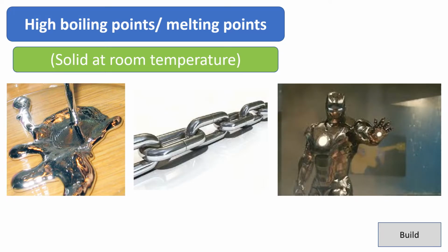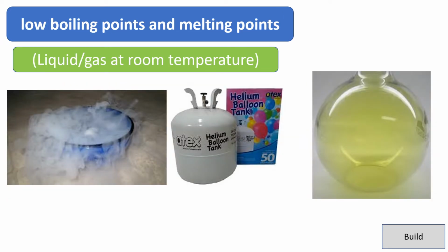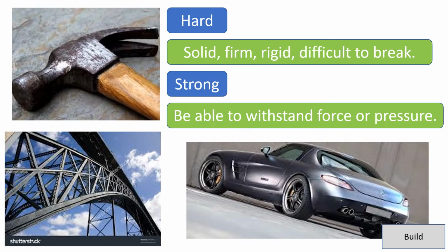High boiling points and high melting points, so they're solids at room temperature, are metallic, with the notable exception of this one on the left here, which is mercury. The opposite, low boiling points and melting points, liquids and gases at room temperature, are non-metals. Now, hard and strong are both metallic properties, but they do mean different things. You need to know the difference between hard and strong.